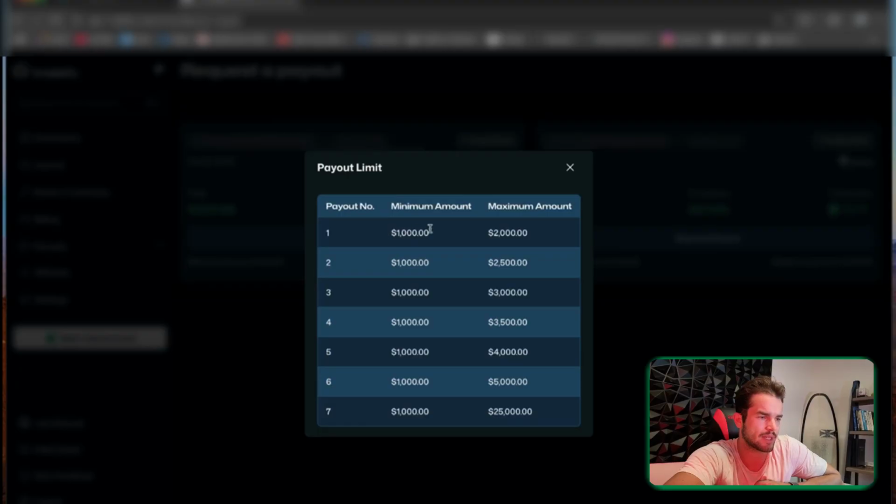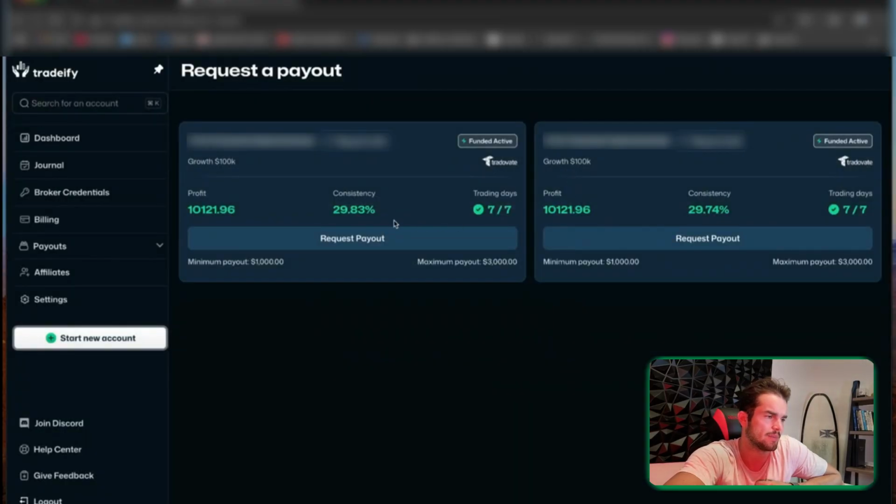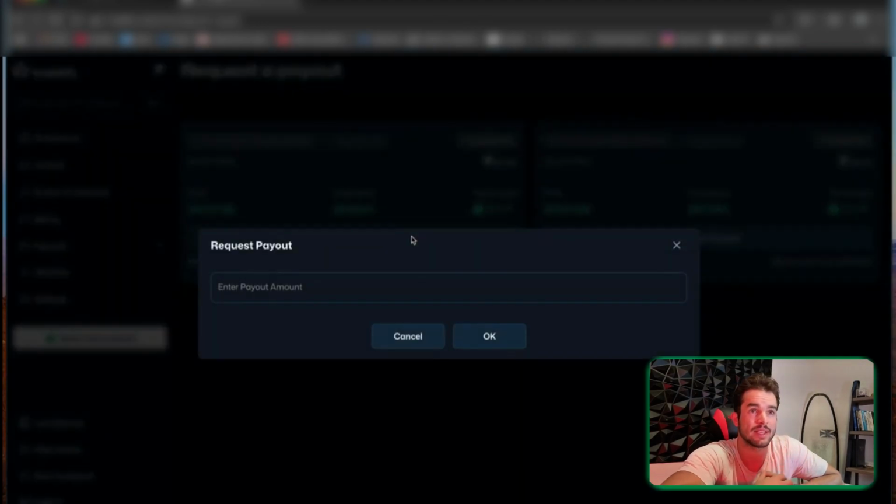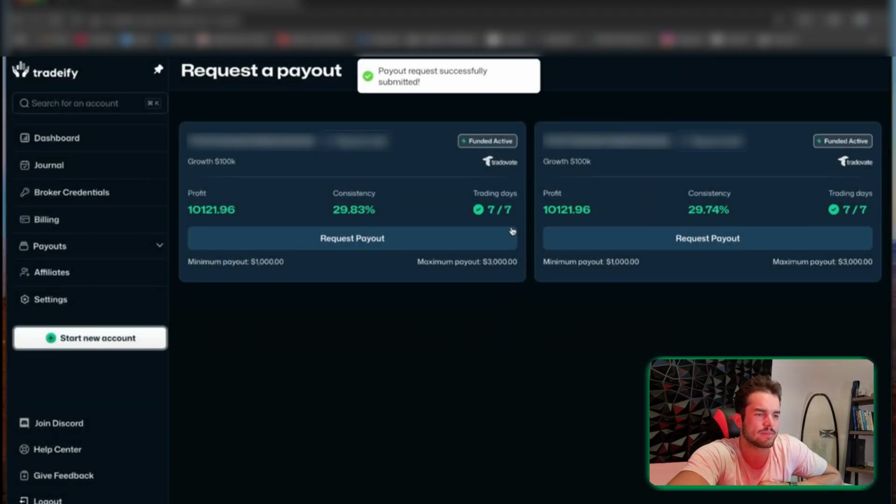I've already taken the maximum, 1, 2, this is the third time. So I'm allowed to take out $3,000 here. And I beat the consistency rule, and I traded more than 7 days, as well as you have to have 5 days of $200 on these accounts. So I'm just going to type in $3,000. Going to go ahead and hit OK, and it's been submitted.